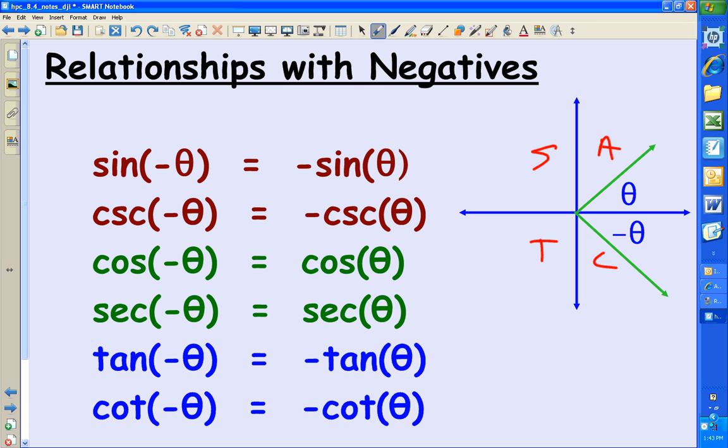In tangent, we know quadrant 1 and quadrant 4, the relationship between the tangents is they're opposites. So tangent of negative theta is the opposite of tan theta. And that will also be true for cotangent.